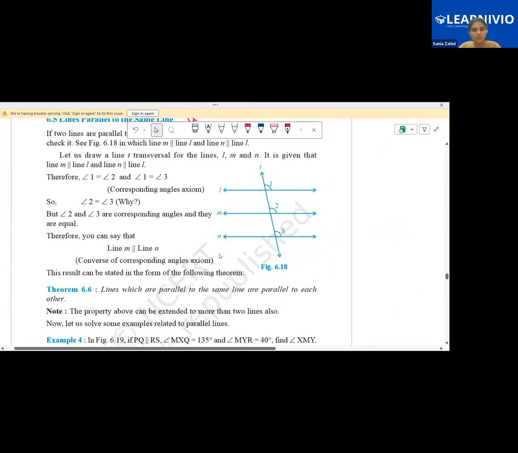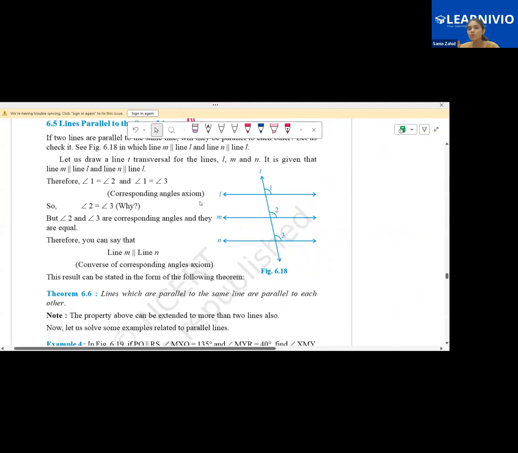Now children, mute yourself. Now we can move to the next thing, which is lines parallel to the same line. Now we come to the actual main topic of lines and angles, that is the various different kinds of angles that we can have. Till now it was all basic concepts, linear pair and all.